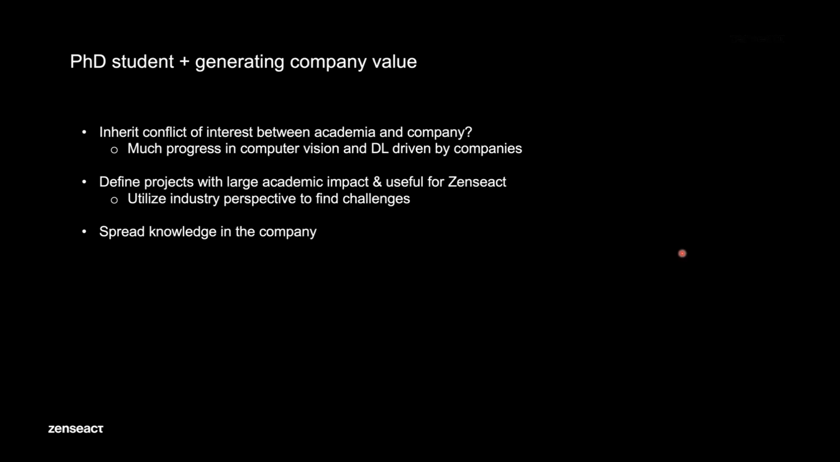And as Christopher mentioned, I think a good way to end up generating company value is to, from the start, define projects that are both useful for the company, but also have in mind that they should have good academic impact. So you as a student have a feeling of, okay, this will actually result in a paper I can write about. It's not just a useful project at the company. And that's where it's important that the academic and industrial parts actually work together when defining what the project should be about.